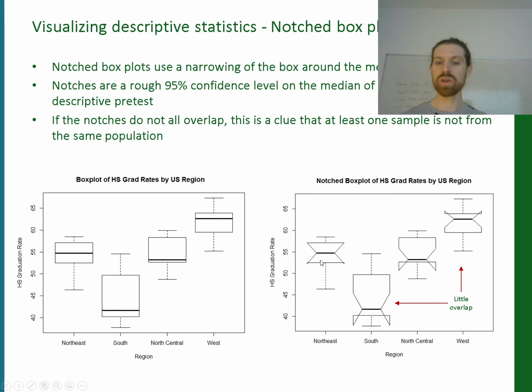We have different regions in the US, and we have high school graduation rates here. And basically, if we use a notched box plot, you can see where we have the mean here. And we have little overlap between the different groups. So this is basically starting to be indicative that these are coming from different populations, okay? So the notches represent roughly a 95% confidence level on the median of a box plot. Okay, that's fine. So it's kind of useful as a descriptive visualization before we begin.